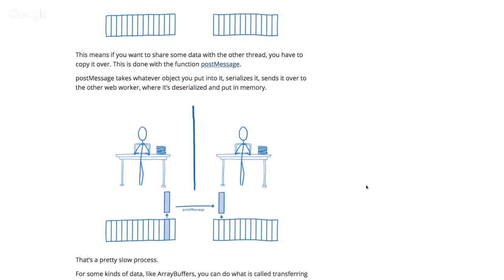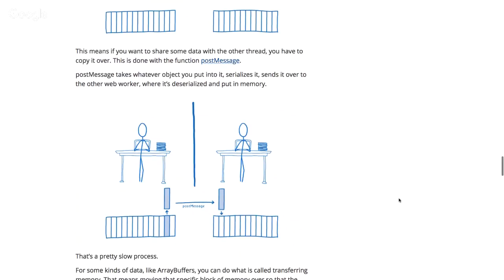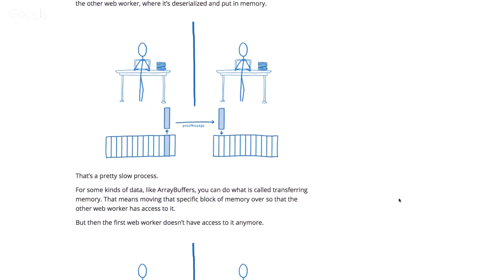So the way you can communicate between two web workers is using a method called postMessage. It takes whatever object you put into it, serializes it, and sends it over to the other web worker. The other web worker takes this serialized object, deserializes it, and puts it into its own memory. That's a pretty slow process.